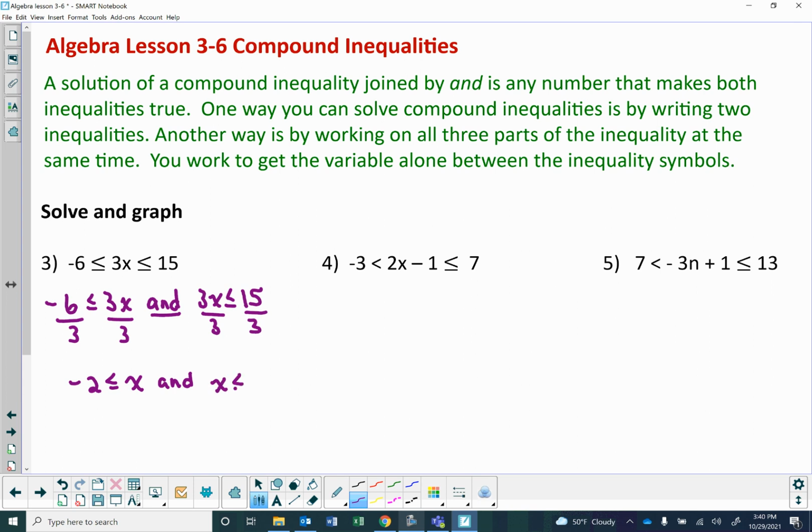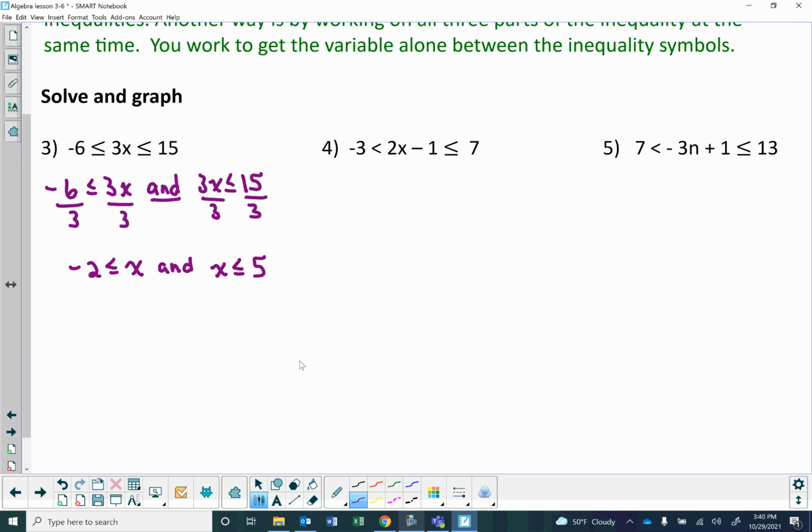X is less than or equal to 5. Notice we did the exact same thing to both equations because it's really one equation that was two equations written as one big compound inequality that we separated back into two inequalities. So if I wanted to rewrite this so that I could graph it pretty easily, I can rewrite it with the "and" like this. Or I could rewrite the solution: x greater than or equal to -2, less than or equal to 5.